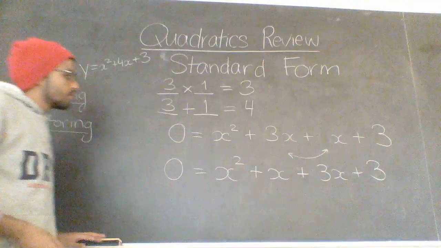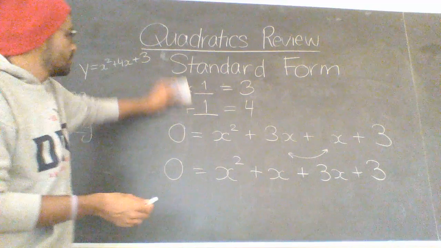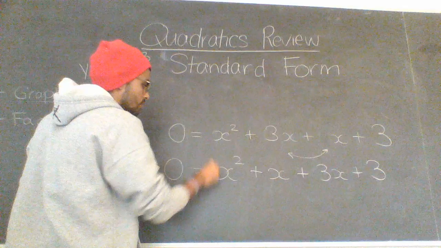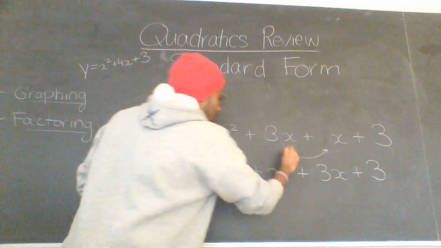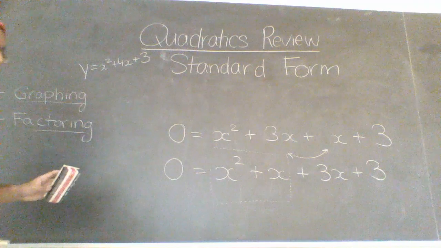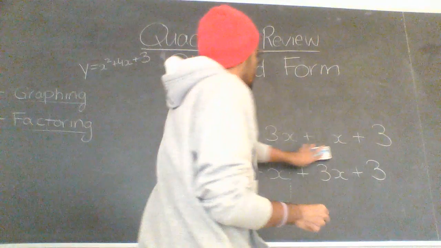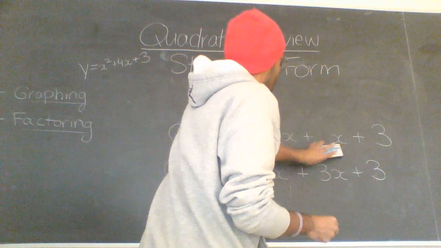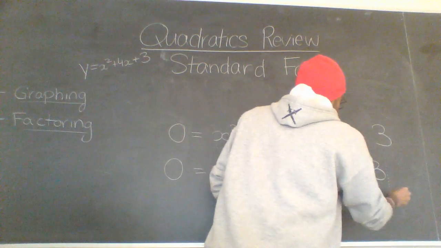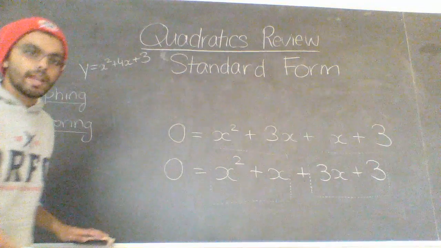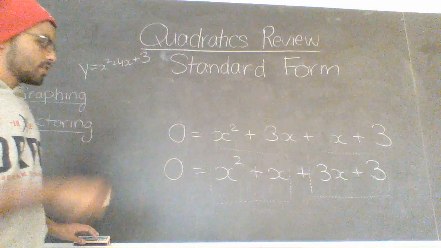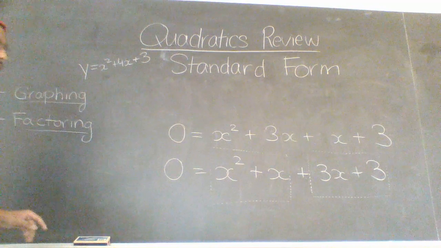Okay? So the next step is to section this off into 2 chunks. The first chunk is that one, x squared plus x, and the second chunk is that right there, the 3x plus 3. All right, hopefully you can see the boxes. I tried to make them light just so that they don't really get in the way.